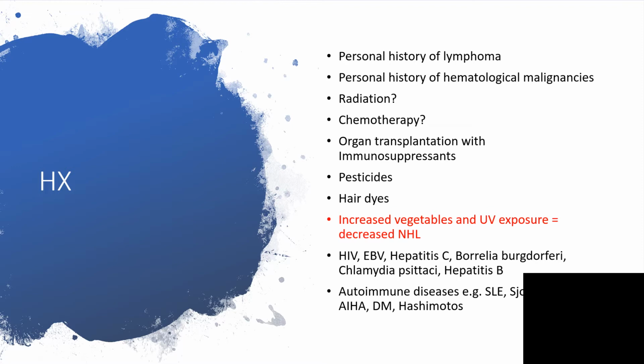HIV, Epstein-Barr virus, Hepatitis C, Borrelia burgdorferi, Chlamydia psittaci, and Hepatitis B infections. Can ask about possible history of autoimmune diseases from systemic lupus erythematosus to Sjogren syndrome, rheumatoid arthritis, autoimmune hemolytic anemia, diabetes mellitus, particularly type 1, Hashimoto's thyroiditis, scleroderma, and so on.